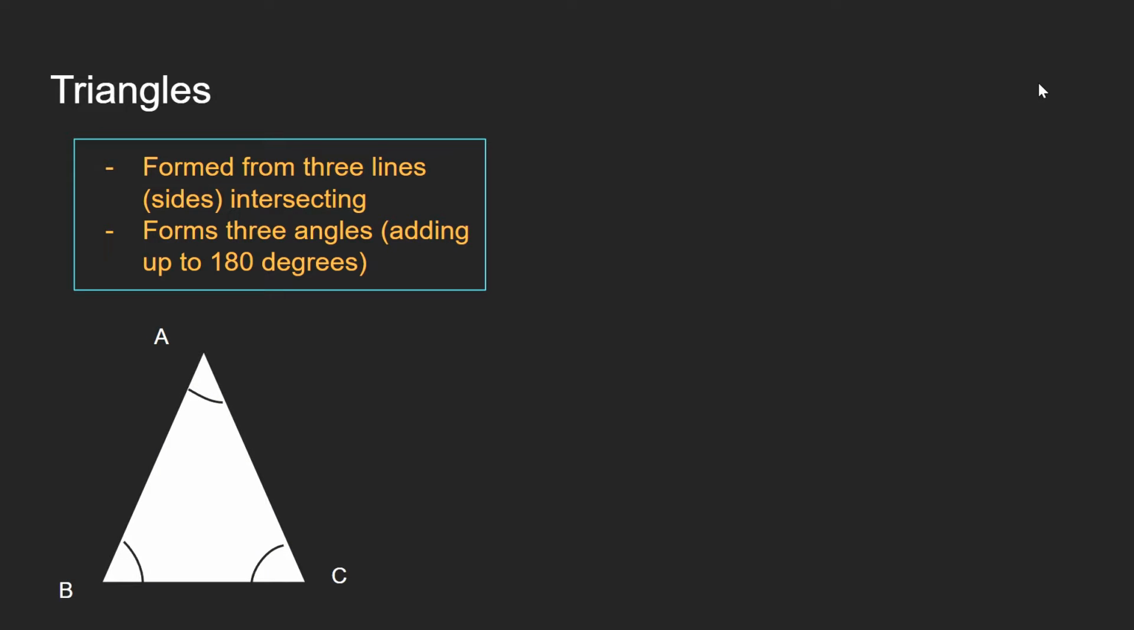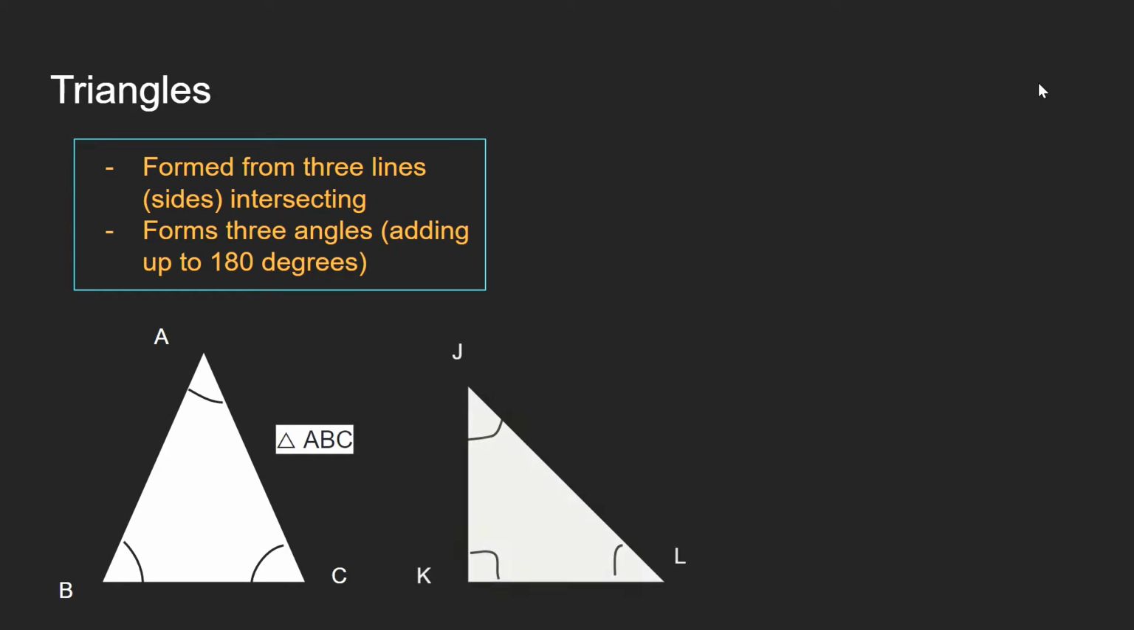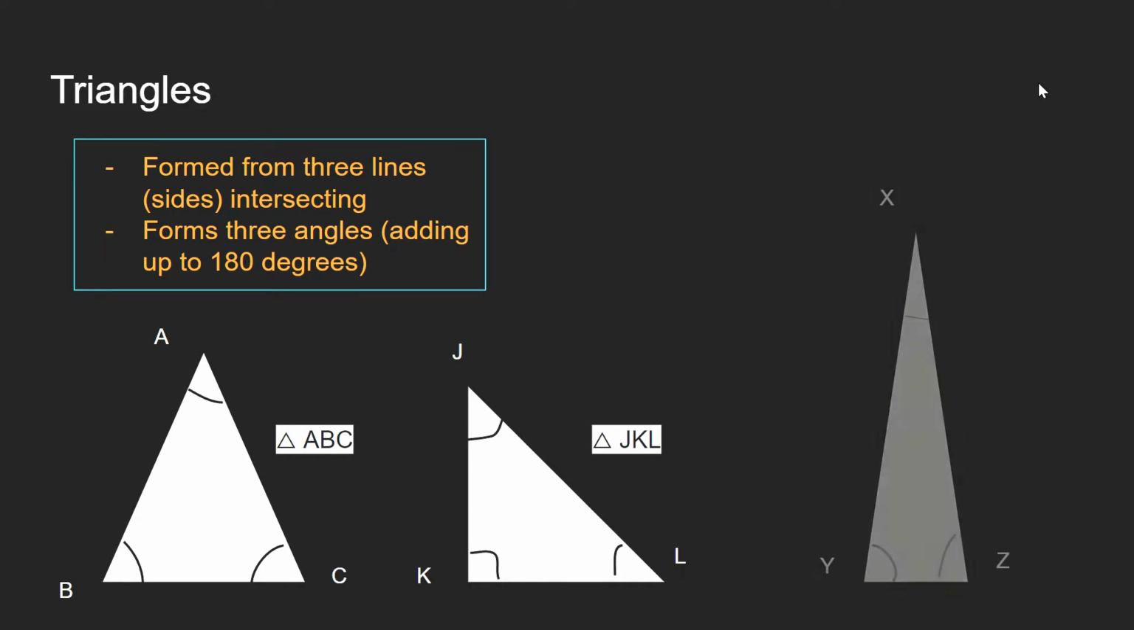So if I have this triangle ABC, I name it triangle ABC, triangle JKL, and triangle XYZ. As you can see from here, they all have three sides. For triangle ABC, the sides are AB, BC, and AC, and they all have three angles as well.